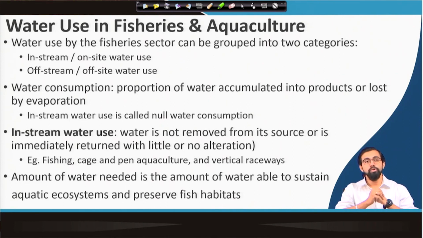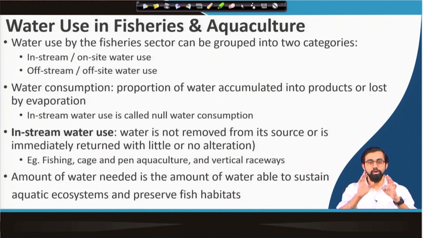In general, in-stream water use is water which is not removed from its source and is immediately returned with little or no alteration. It's called in-stream water use, like fishing, cage or pen cultures, and vertical raceways. In-stream water use means we are using water which is not something that you are applying to your systems.